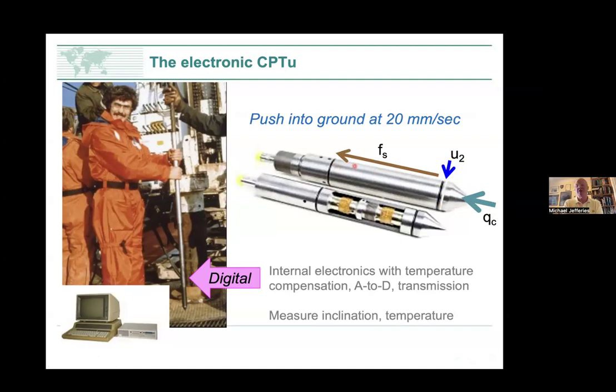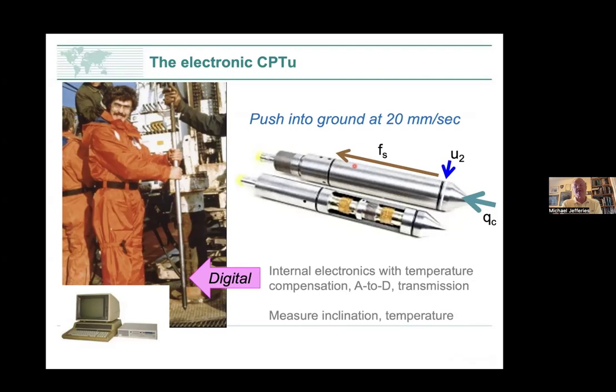It's very common these days that we'll also measure the inclination of the CPT, and we'll sometimes measure the temperature inside it. So there may be more data than just these three data channels. And we push it into the ground at a standard 20 millimeters per second, and we do that hydraulically.